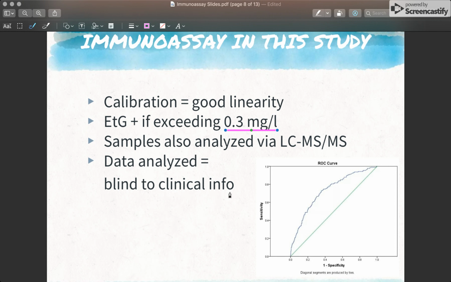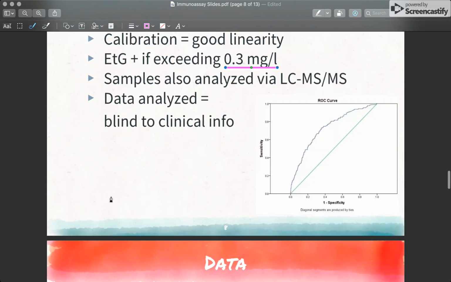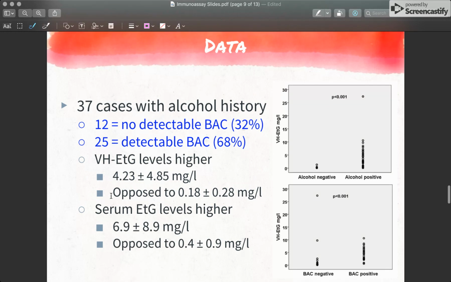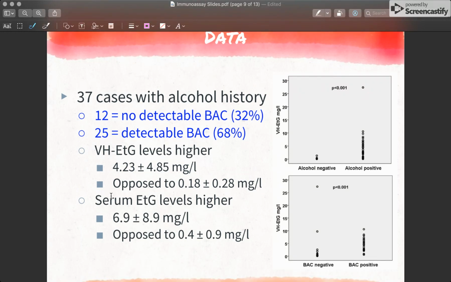The other thing to note is that all the data that was analyzed was blind to clinical info. The people doing the analysis of the data had no idea whether they were looking at male samples, female samples, what age, how they died, or if they were a chronic alcohol user or not. This was to eliminate bias as they were analyzing the data, pulling the data separately. The data that we see here was that they had 37 of the cases with an alcohol history.